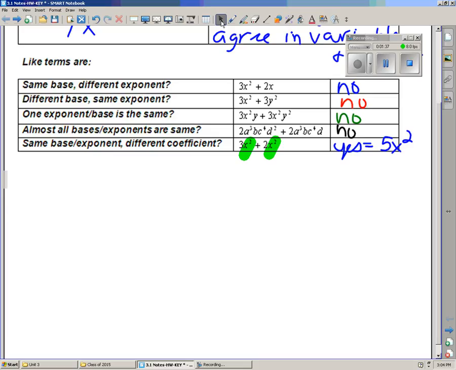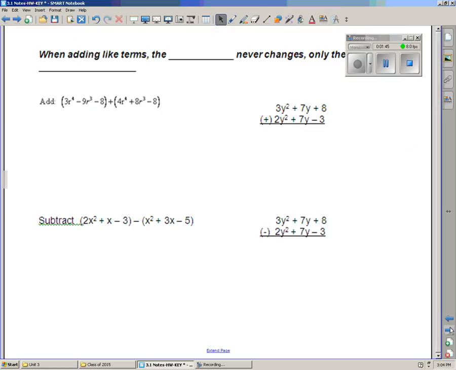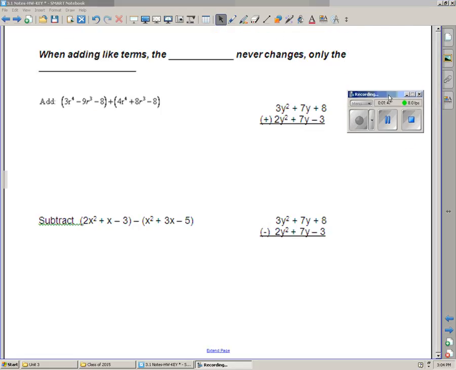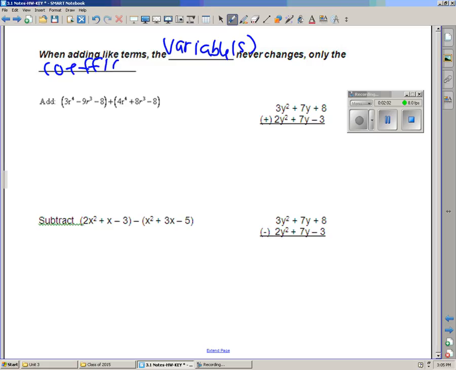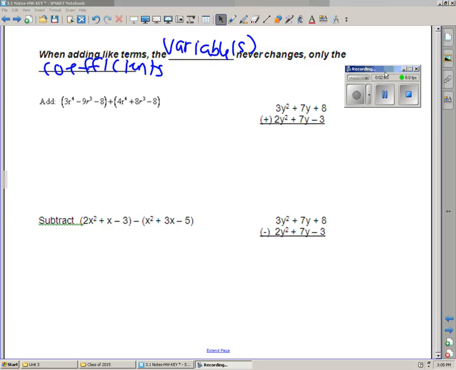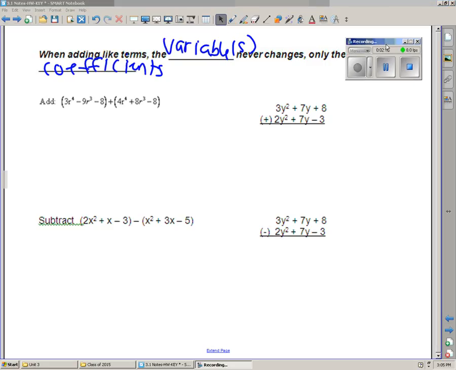When you're adding like terms, you don't add the exponents, you just add the coefficients. And that's really what's on this particular slide. So when adding like terms, the variable or variables never change. You're only going to add the coefficients or maybe subtract, depending what kind of problem you're doing. So as you look through these problems, you have to realize whether they're asking you to add or subtract. And whatever they're asking you to do, you can only combine like terms.